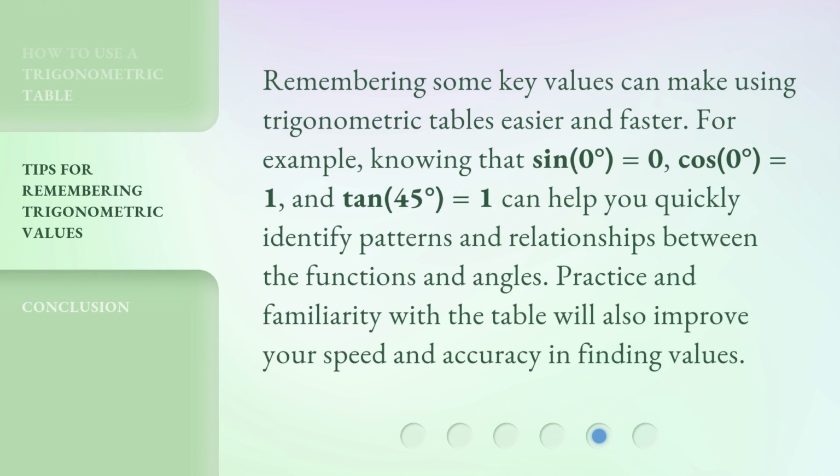Remembering some key values can make using trigonometric tables easier and faster. For example, knowing that sin 0 degrees equals 0, cos 0 degrees equals 1, and tan 45 degrees equals 1 can help you quickly identify patterns and relationships between the functions and angles. Practice and familiarity with the table will also improve your speed and accuracy in finding values.